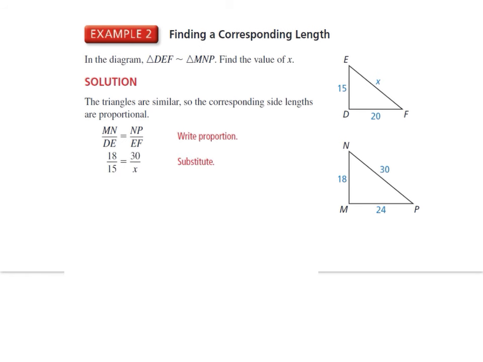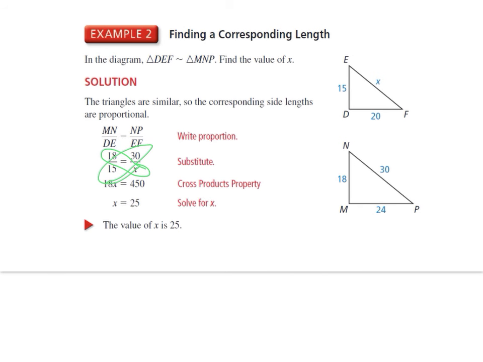Next, you would substitute the side lengths that you're given. So we know that MN is 18, so you substitute 18 in the numerator. We know that DE is a length of 15, so we substitute 15 in for DE, equal to, knowing the length of NP is 30, and then EF is what we're trying to figure out, so that's our x. Next, you want to cross multiply, so you've got 18 times x equal to 15 times 30. So our cross products property results in 18x equals 450. Divide both sides by 18, resulting in x equaling 25. So the value of x is 25.